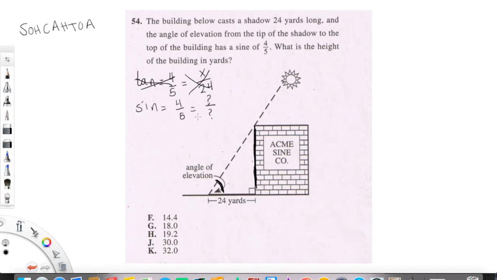If you feel like you got this problem without any extra help, pause the video now and then we'll talk about it. If you're still with us, let's keep going here.